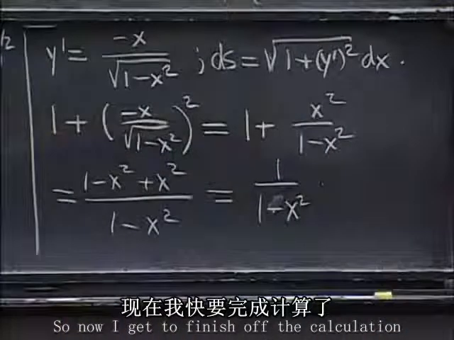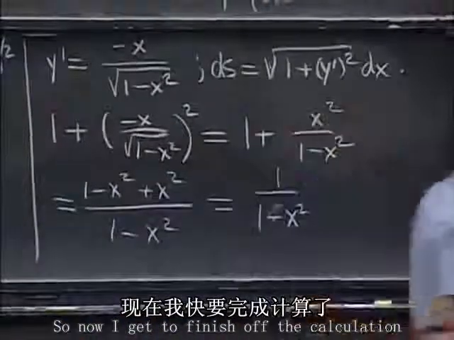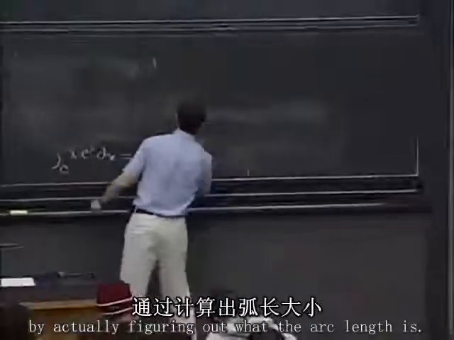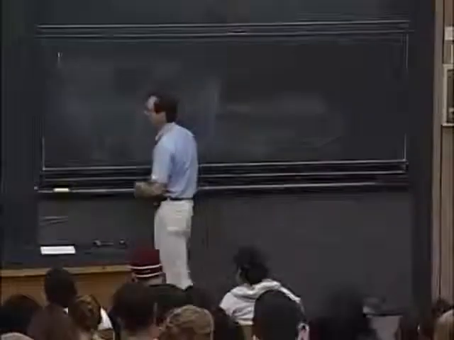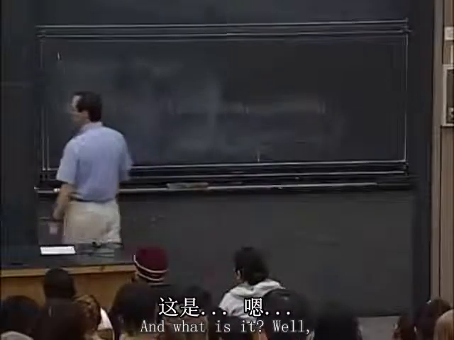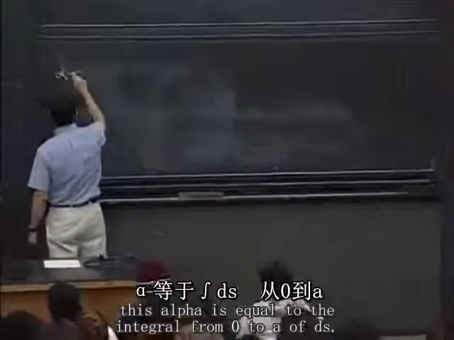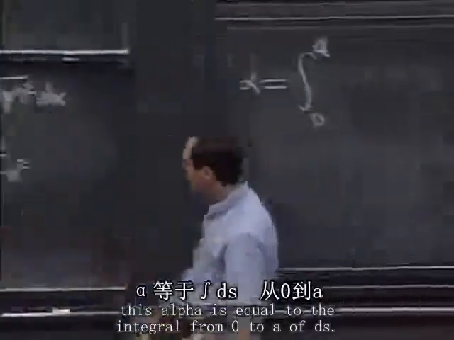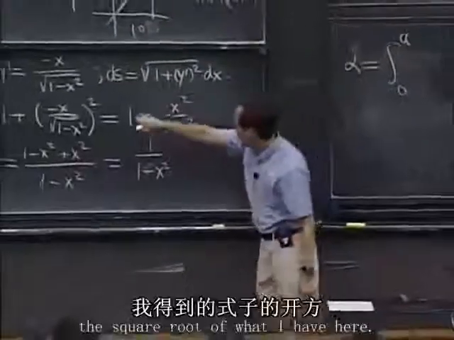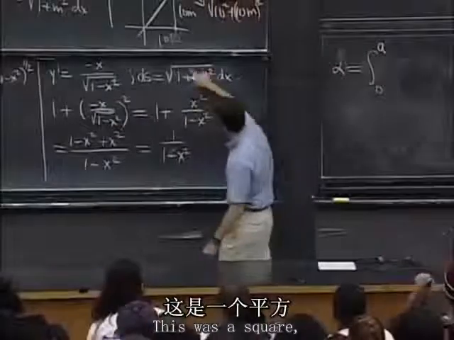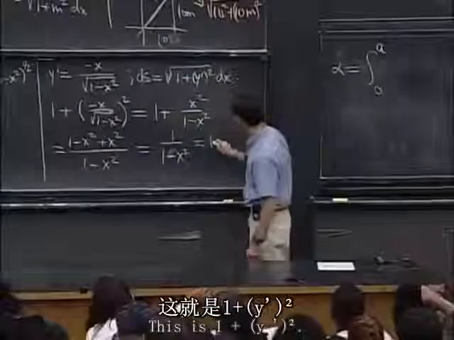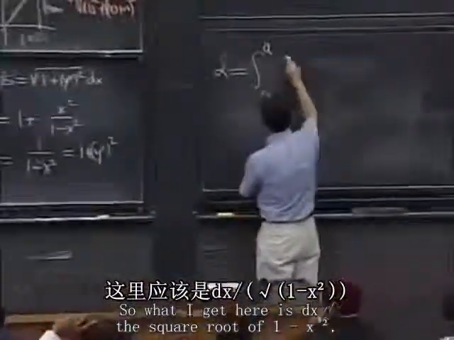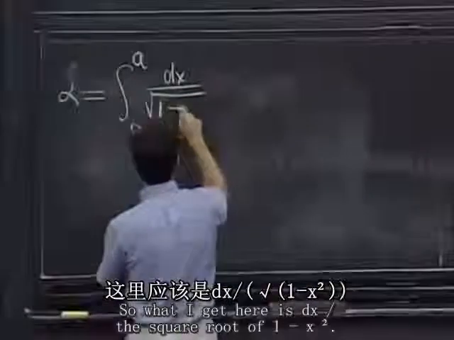All right, so now I get to finish off the calculation by actually figuring out what the arc length is. And what is it? Well, this alpha is equal to the integral from 0 to a of ds. Well, it's going to be the square root of what I have here, right? This was just what was underneath the square root sign, this is 1 plus y prime squared. I have to take the square root of that. So what I get here is dx over the square root of 1 minus x squared.